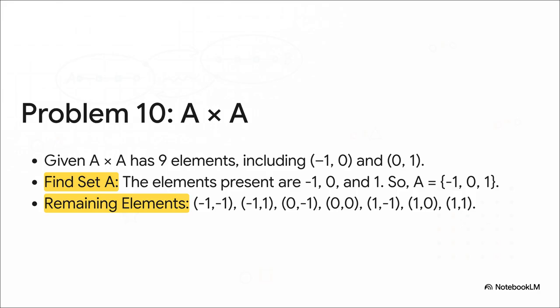We also know that the total number of elements is 9, and the only way to get 9 by multiplying a number by itself is 3 times 3. So set A must have 3 elements. Therefore, set A has to be {-1, 0, 1}. And once we know that, we can easily figure out the other 7 missing pairs.